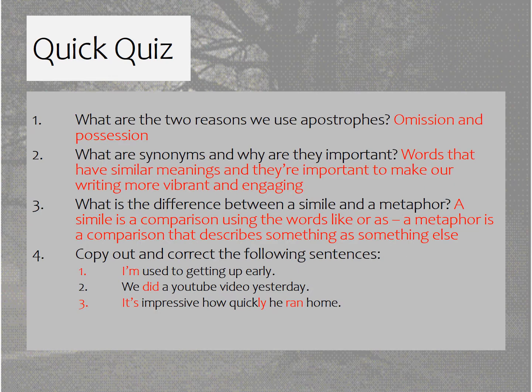Okay, gents, on the screen now you should be able to see the answers. So the 2 reasons that we use apostrophes are for omission, where we're missing out letters. So for example, in between the I and the M of I'm, or in don't, between the N and the T to show that the O's missing. So omission for when we're missing out letters, and possession to show that something belongs to somebody. So Mrs. Spur's bag would have an apostrophe between the R and the S to show that the bag belonged to me. Okay, so omission and possession are the 2 reasons that we use apostrophes.